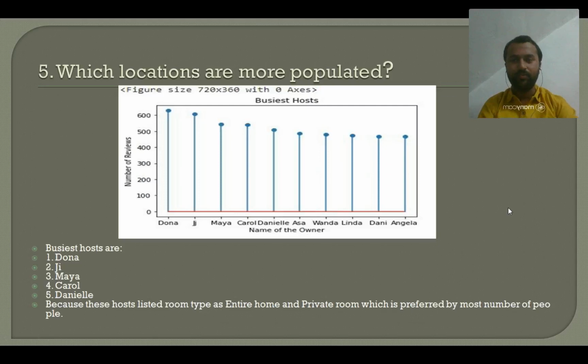Next, what was the graph here? It is a stem plot. So here you can see that Donna has a maximum number of reviews. Here you can see that the busiest hosts listed room type as entire home or private room, which is the most preferred by the most number of people, the people who give preference to the private room.